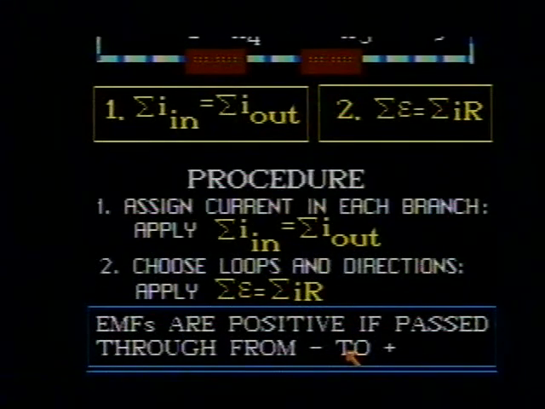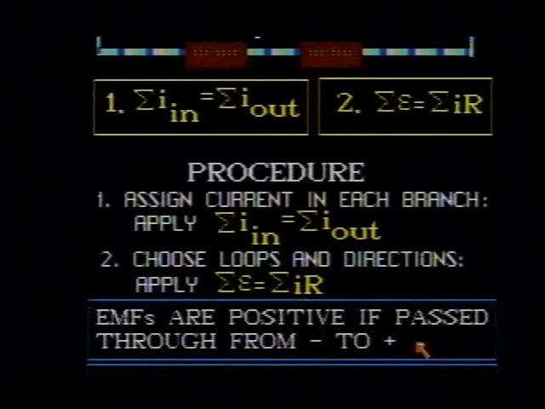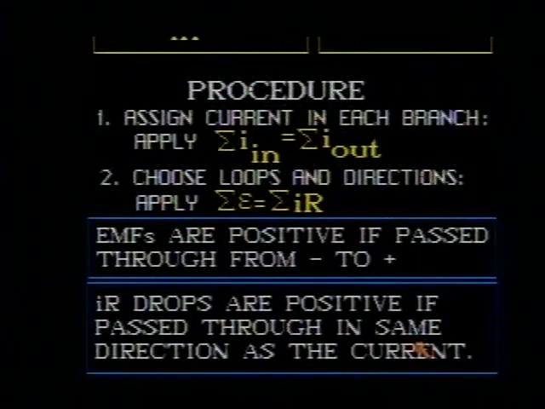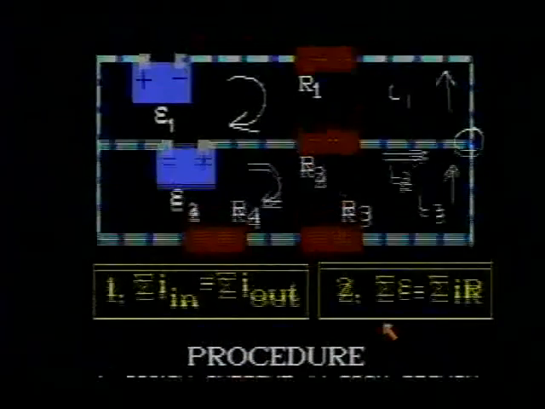The rule for the EMFs is that the EMFs are positive if they are passed through from the negative terminal to the positive terminal. If they're passed through in the opposite direction, then they are negative. The rule for the IR drops is that the IR drops are positive if a resistance is passed through in the same direction as the current. If it is passed through in the opposite direction as the current, then the IR drops are negative. Let's use those rules and apply Kirchhoff's second rule.